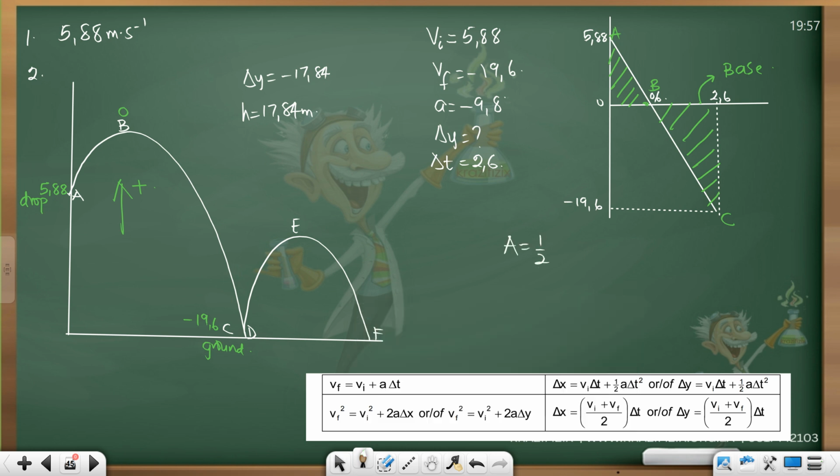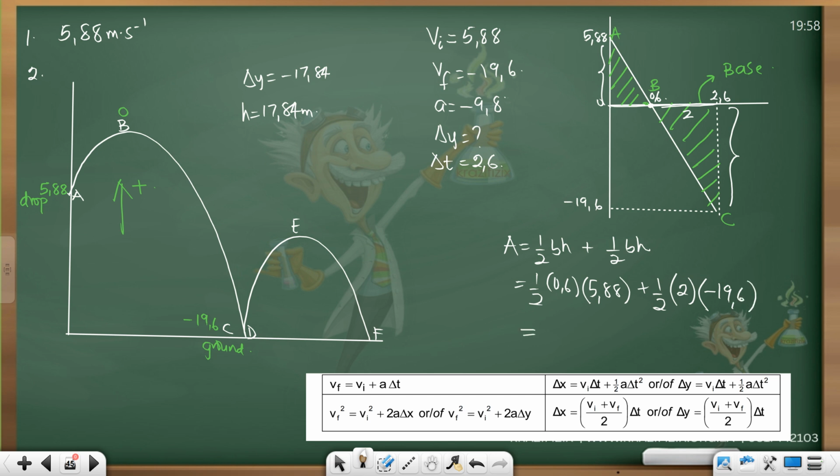All right. Half base times height plus, look at what I'm going to do quickly. What is the base of the first one? 0,6. What is the height? 5,88. What is the base of the second one? Do you notice this base is 2? It's 0,6 and 2,6. What's my base? 2. What is the height of the second one? Negative 9. Please put this in your calculator and tell me your answer.